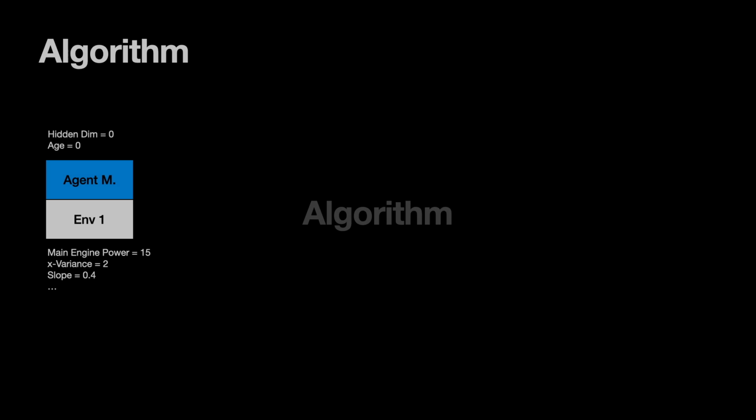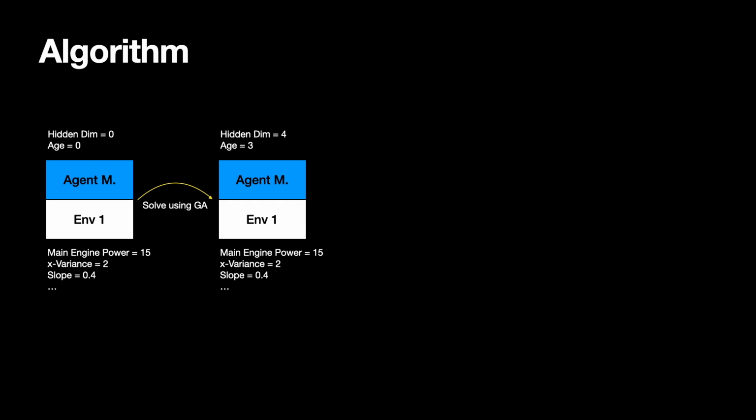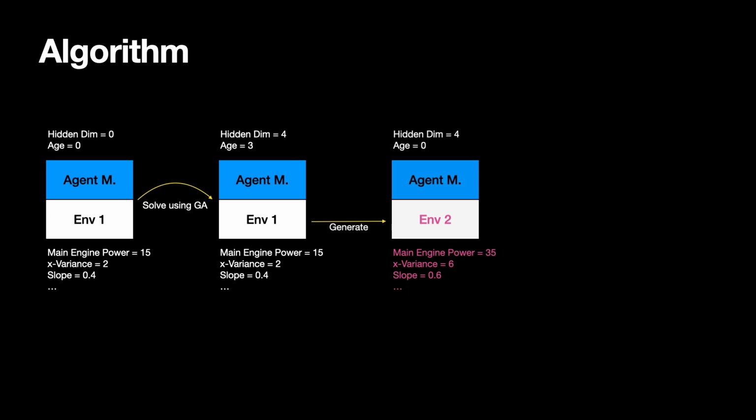Now, let's take a look at the algorithm. An agent manager is paired with an environment, and the initial parameters are set. Over time, agents use a genetic algorithm to learn to solve the environment. Once it is solved, a new environment is generated by mutating the current one and using a selection process similar to that in POET. The interesting part, though, is determining when the agents should grow in the learning process.